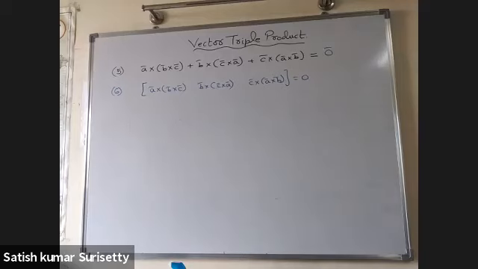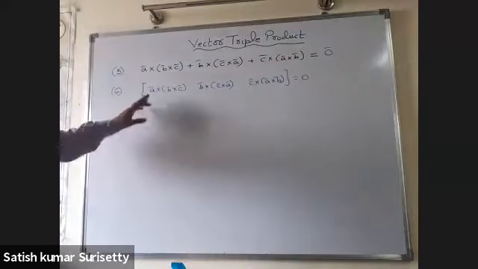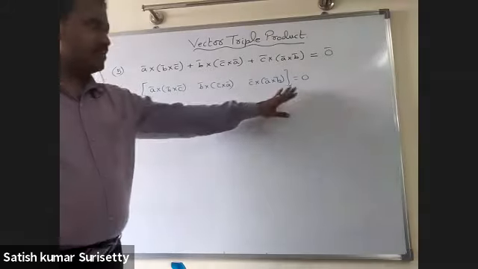So A bar cross B bar plus C bar, B bar cross C cross A plus C bar cross A cross B is 0. Hence, the three vectors are coplanar. So the scalar triple product will be what? 0.